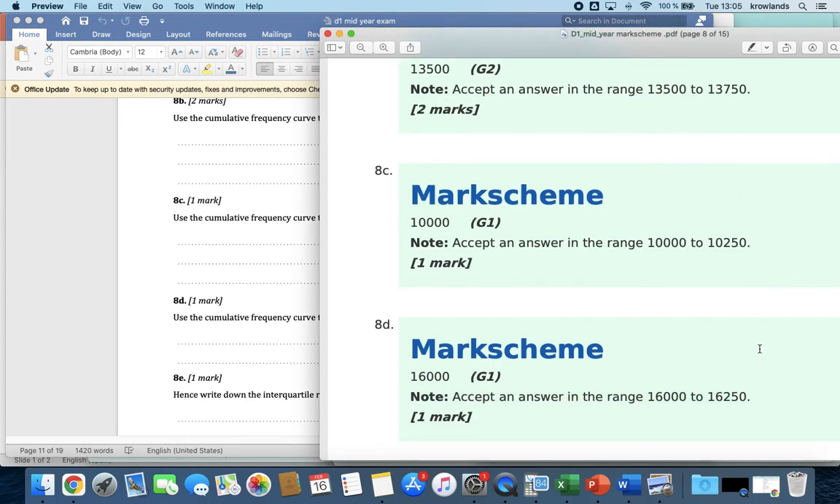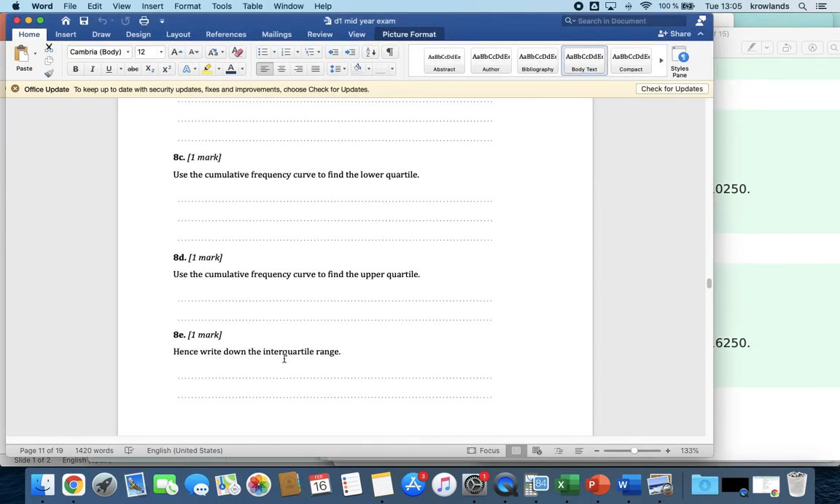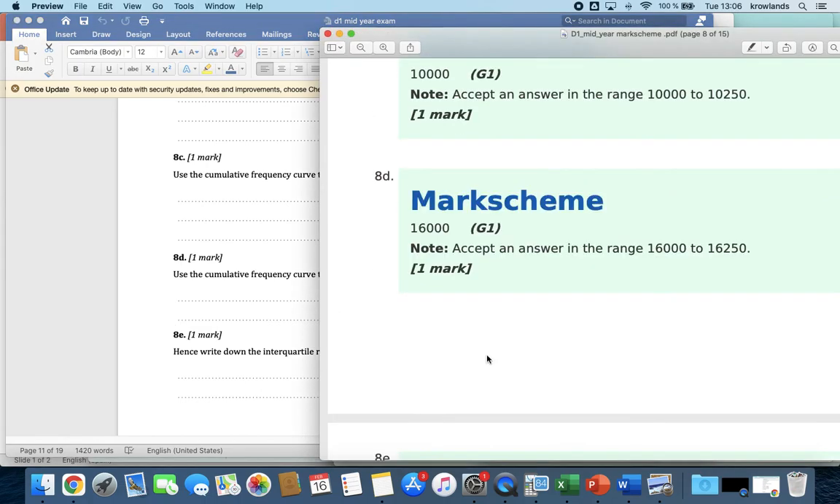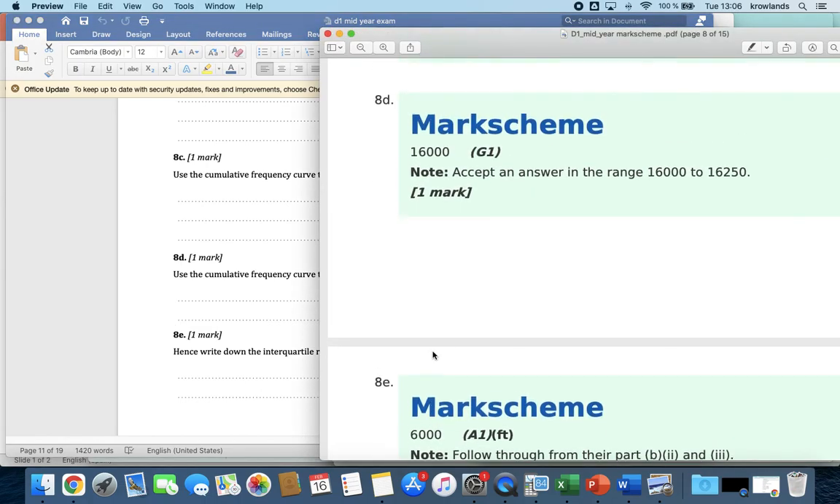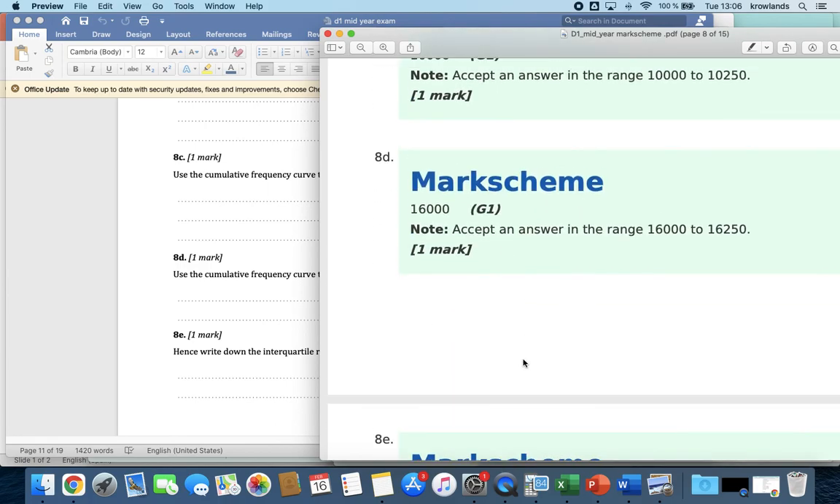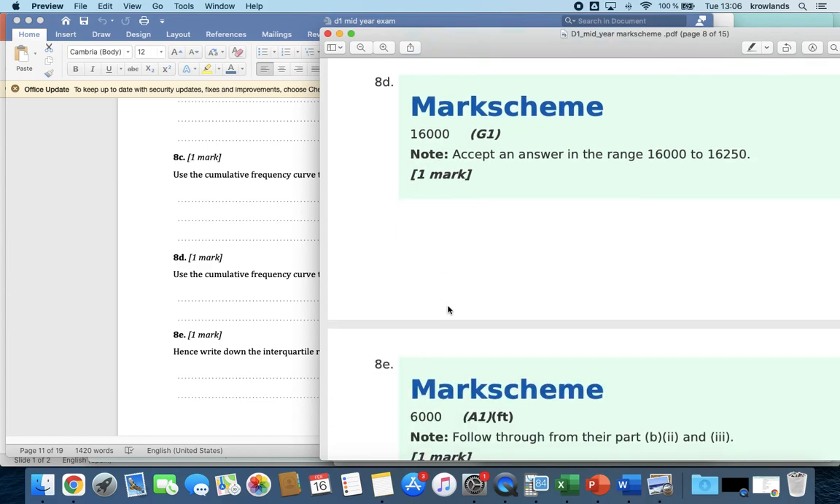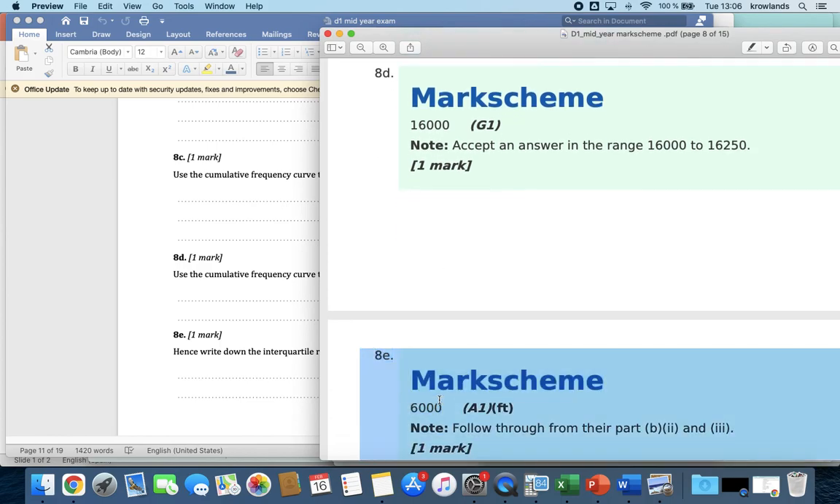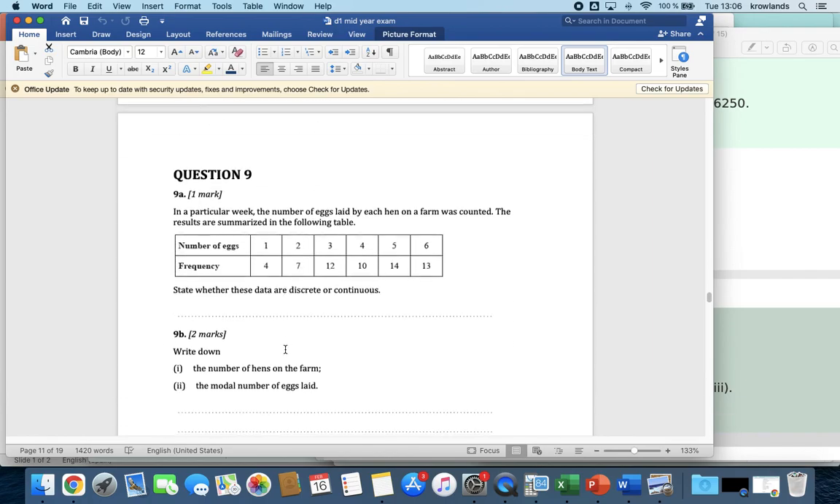Let's check on the mark scheme. Absolutely. Interquartile range, nice and easy. Interquartile range is always the upper quartile minus the lower quartile. Make sure you check on your exam to make sure I've given you the marks for this. Upper quartile minus lower quartile of your particular numbers. You select these two numbers and it's going to be 16,000 minus 10,000, which is going to give us 6,000, which will be our interquartile range.